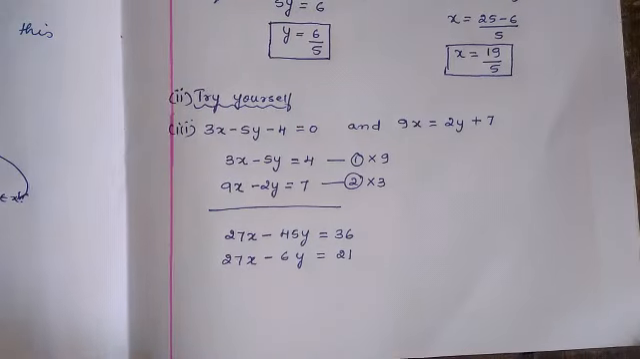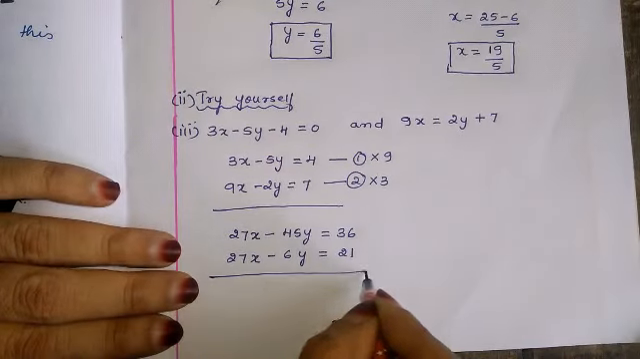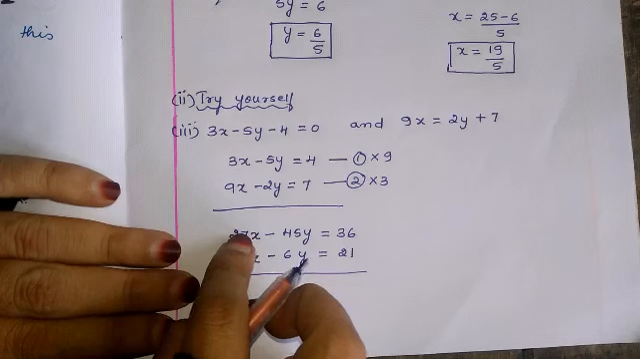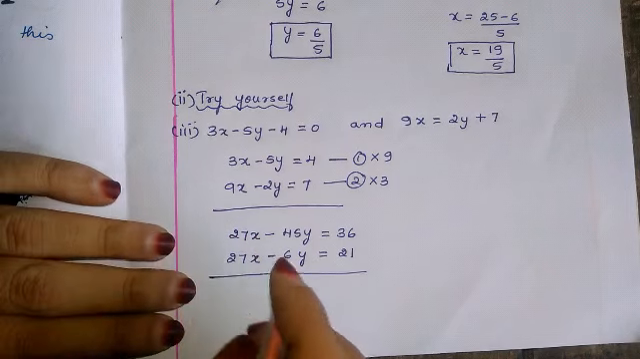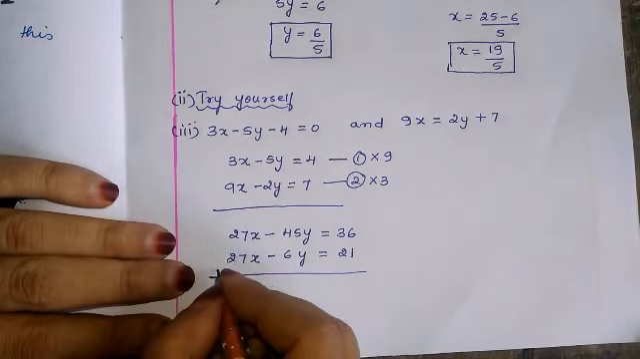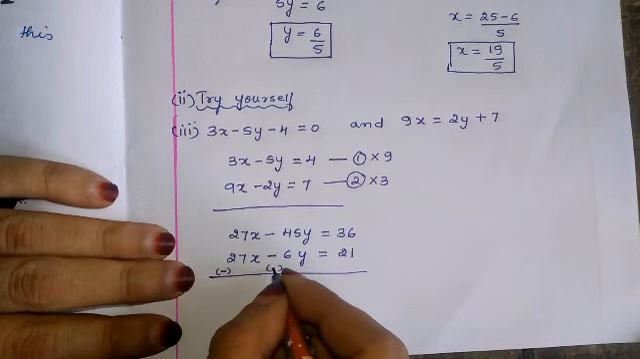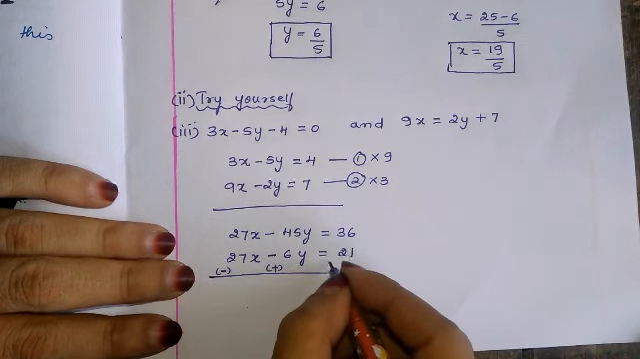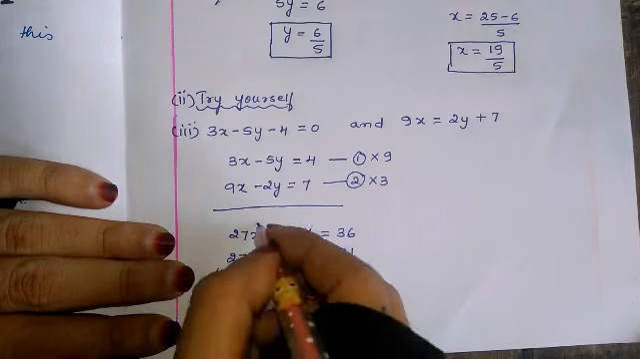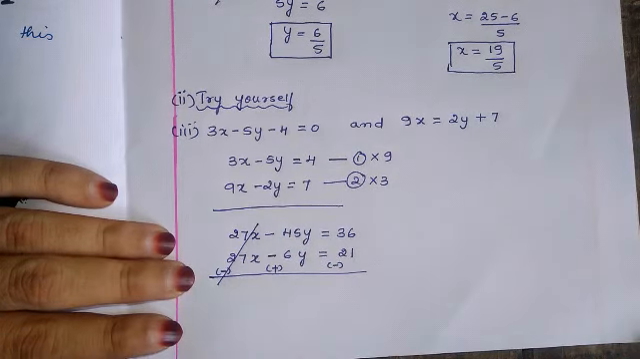Now let us solve these equations. We got here 27x, 27x, but both are what? Positive sign. We have to change the second equation's signs. Plus sign means minus. Here minus we have, what we have to do? Plus. Here plus we have, minus. Okay. Now we can eliminate 27x, 27x.